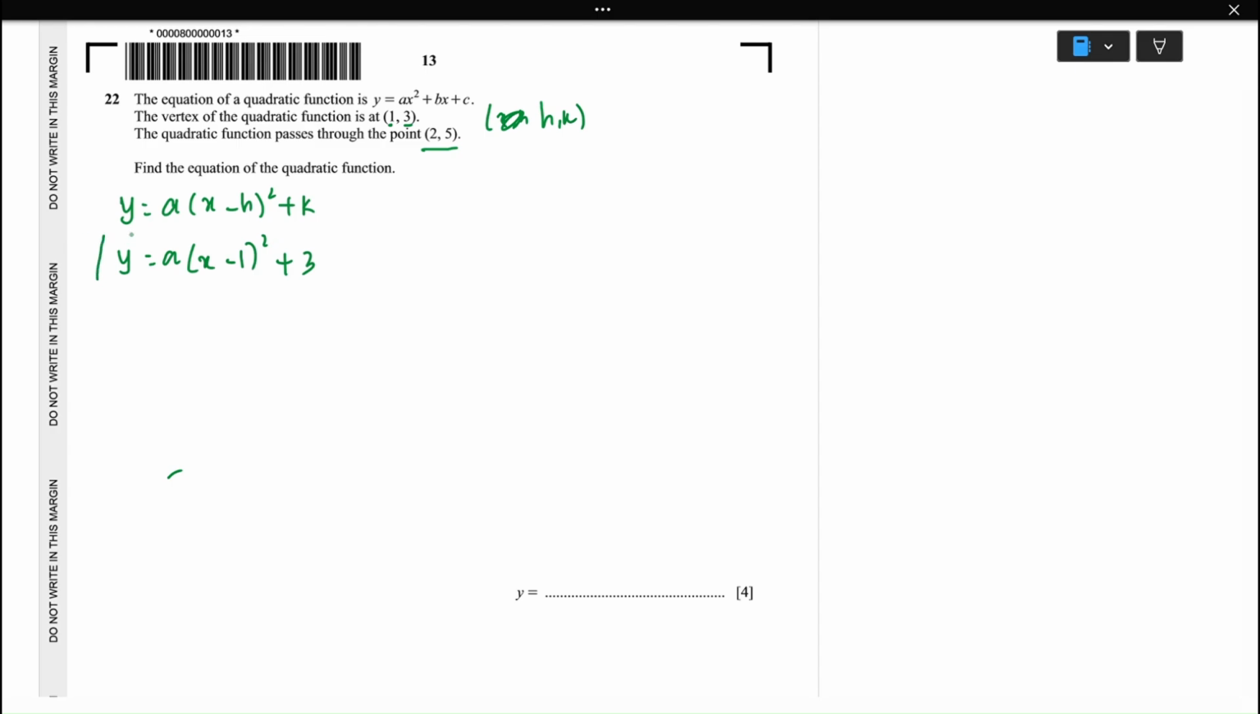Okay, y equal to this point. We should remember this. Later we are going to find out a, will substitute here. So I substitute 2, 5 here. 2, 5 means y is going to be 5 and x is going to be 2. The point is given in this question itself.